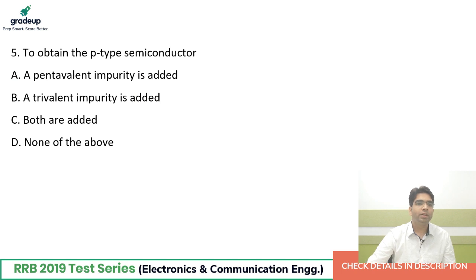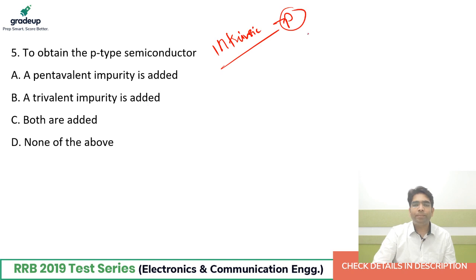Okay. Next, to obtain P type of semiconductor, a pentavalent impurity is added, a trivalent impurity is added, both are added, none of the above. What will be the option? To convert an intrinsic semiconductor to P type, a trivalent impurity is added so that there is a deficiency of electrons and a hole is formed. So major conductivity is due to holes. So a trivalent impurity is added. Correct.